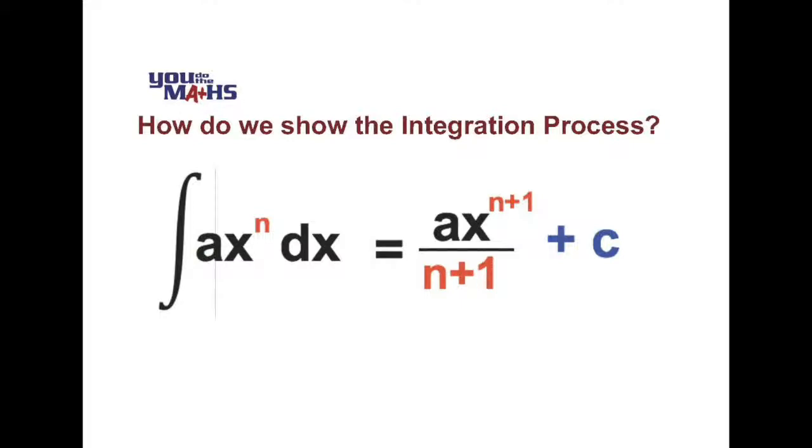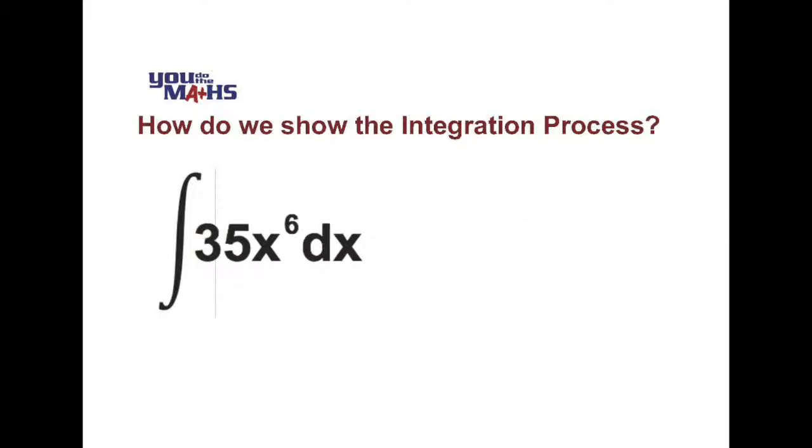You'll also notice in the integration notation that we have the symbol dx, and that basically means that we're anti-differentiating with respect to the variable x. Let's have a look at an example of this notation using our example. So we have the integral, or antiderivative, of 35x to the 6. And the process is as follows.